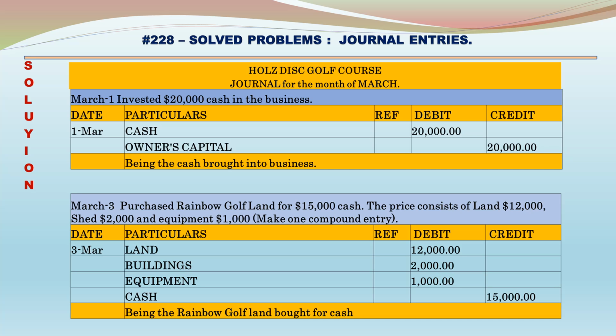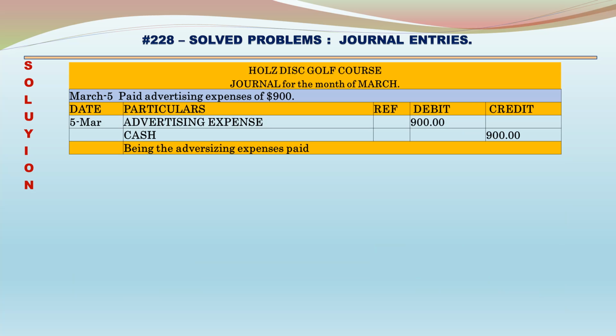Make one compound entry. Land debit 12,000, buildings debit 2,000, equipment debit 1,000, cash credit 15,000, being the Rainbow Golf land bought for cash. March 5. Paid advertising expenses 900. Advertising expenses 900 debit. Cash 900 credit, being the advertising expenses paid.